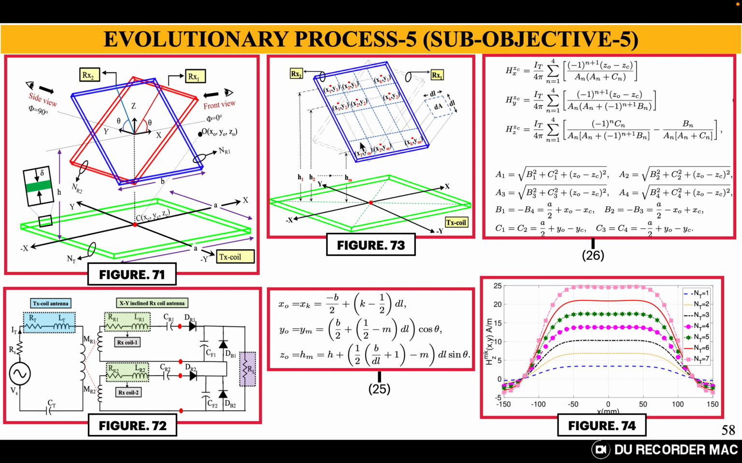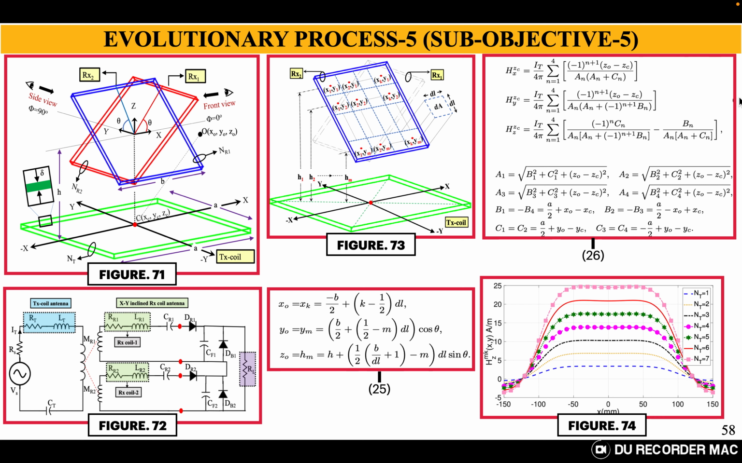Now, what we have done is we have proposed something called a tilted receiver coil antenna. You can see the red part over here, the receiver coil, is tilted along the x-axis, and the blue one is tilted along the y-axis. Then what we have done is equation 26.